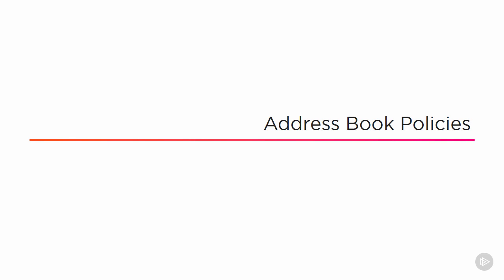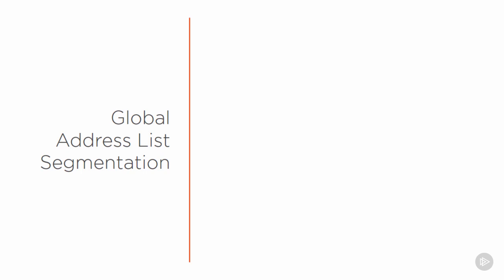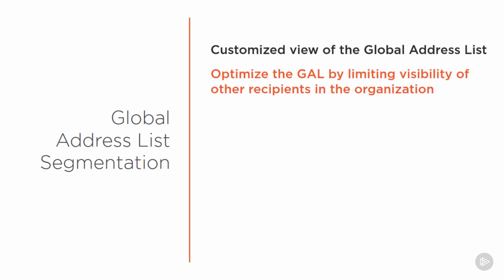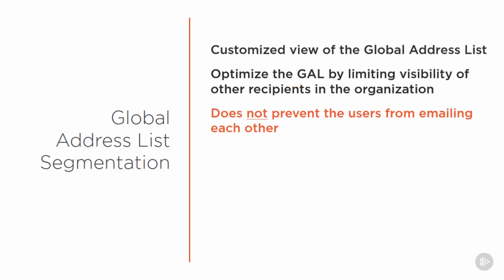Now let's discuss address book policies, or ABPs. The goal of address book policies is global address list segmentation. ABPs provide a customized view of the global address list. They optimize the GAL by limiting visibility of other recipients in the organization. It only limits visibility. It does not prevent the users from actually emailing each other.